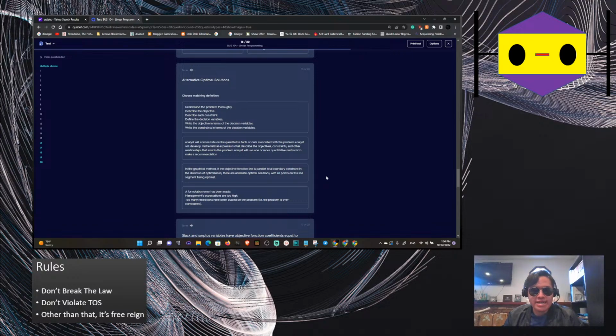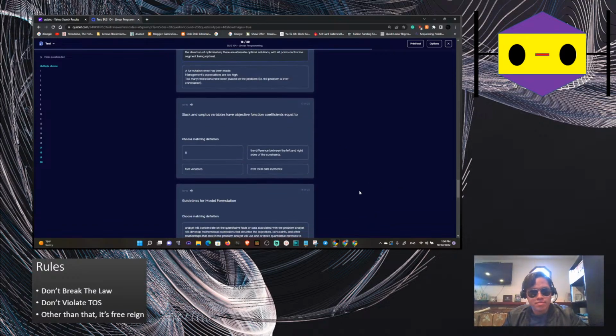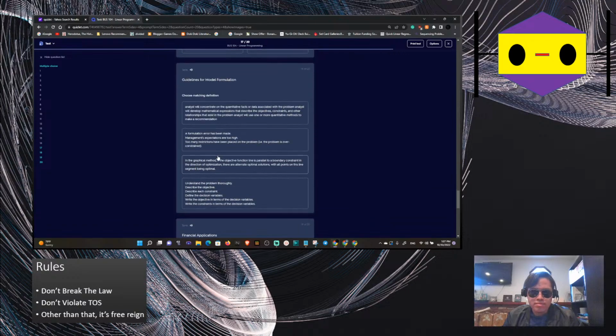I'm gonna go with C. Alternative optimal solutions. Slack and surplus variables have objective function coefficients equal to 0. Zero. Guidelines for model formulation.